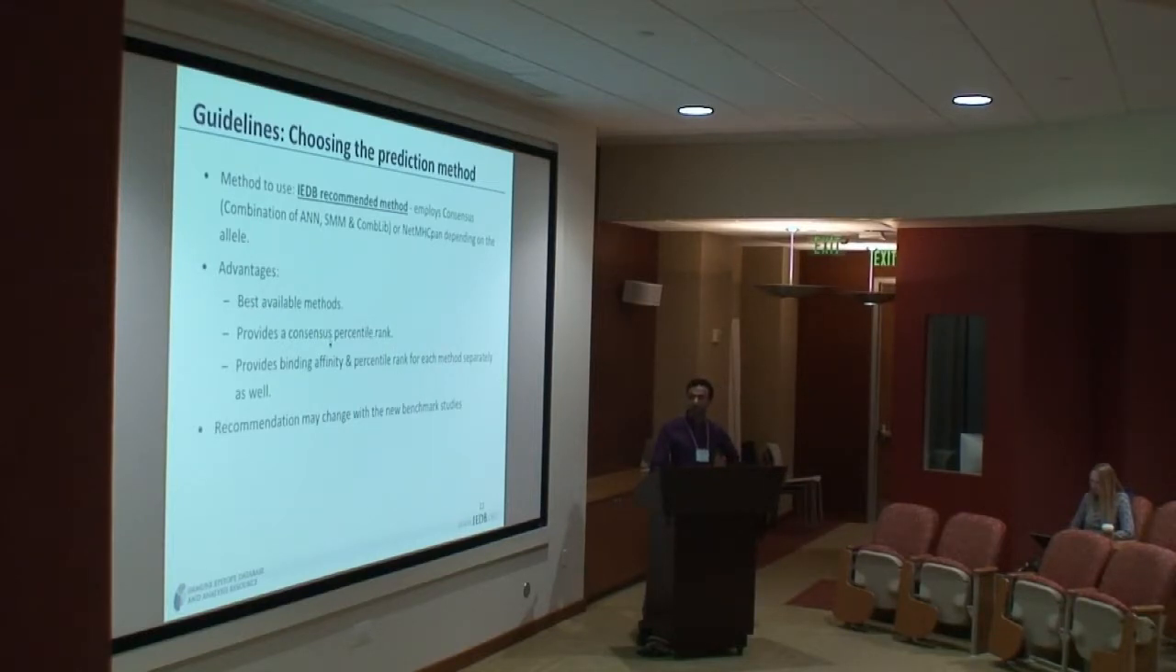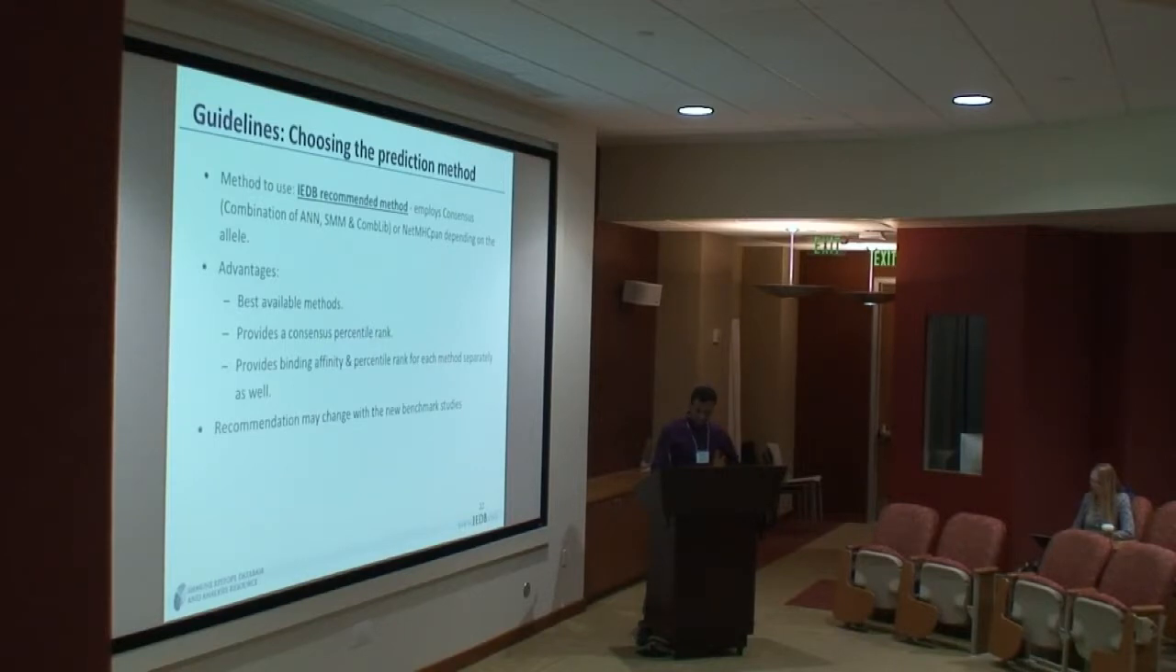and it provides a consensus percentile rank. By consensus percentile, I mean each method has a percentile rank, and the consensus takes the consensus of the 3 methods. So the percentile rank reported in the IEDB recommended method is the consensus from 3 different methods. It also provides the binding affinity and the percentile rank of each individual method that the consensus is taken from, and the recommended method may change depending upon our benchmark studies.